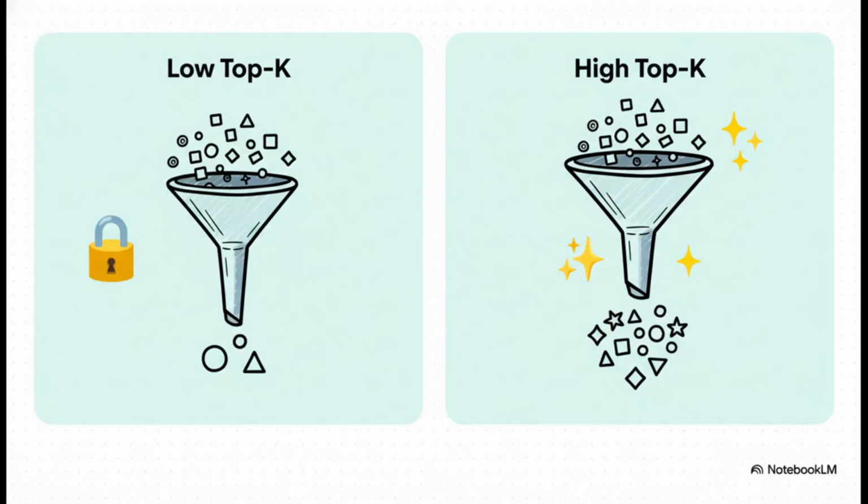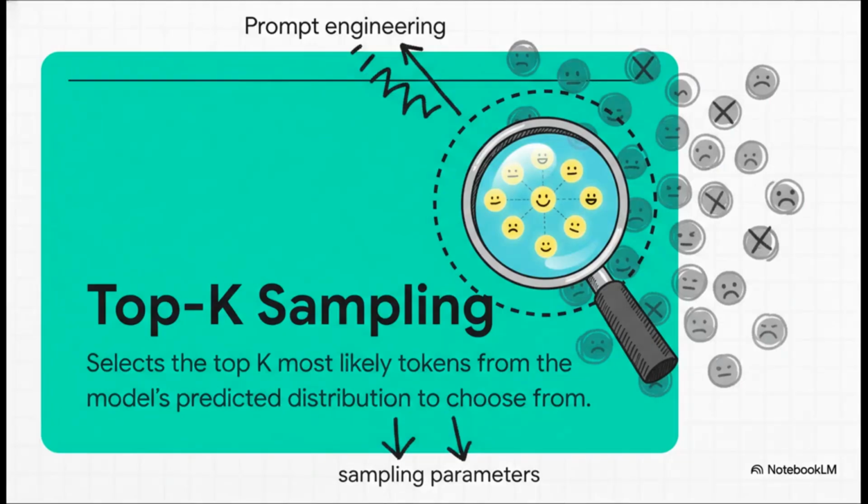Next up, we've got top K. I want you to think of this one like putting blinders on the model. A low setting gives it tunnel vision, right? It makes its choices really restrictive and safe. But a high setting, well, that widens its field of view, letting it consider a lot more options for much more varied output. It's really just a hard cutoff. So if you set top K to, say, 10, the model figures out all the possible next tokens, but it's only allowed to choose from the 10 most probable ones. Everything else just gets thrown out.